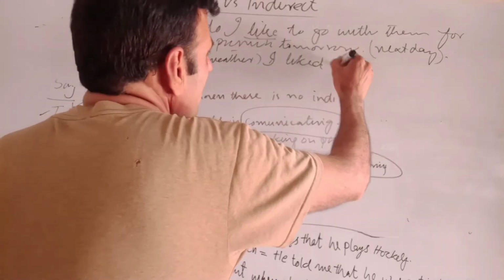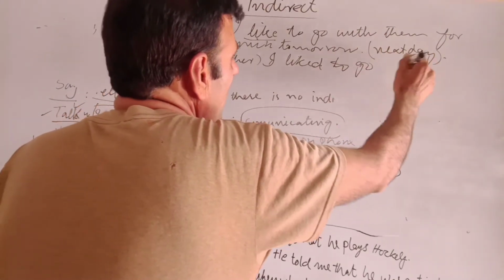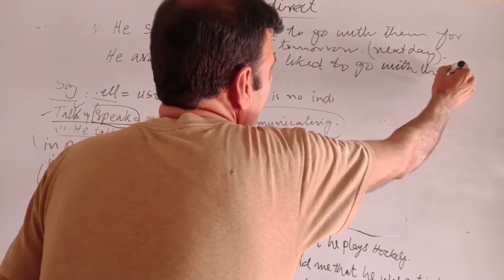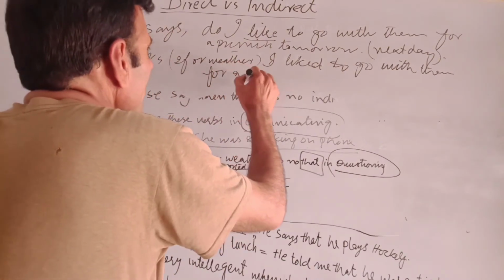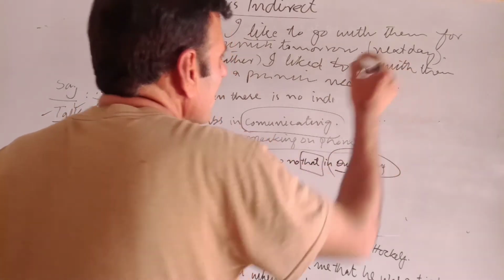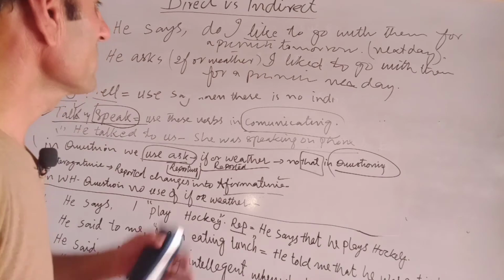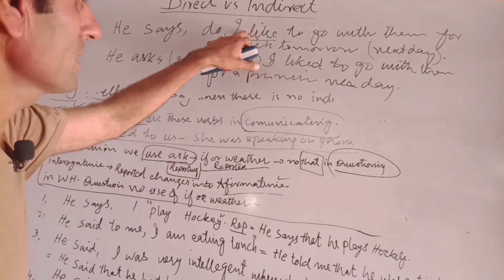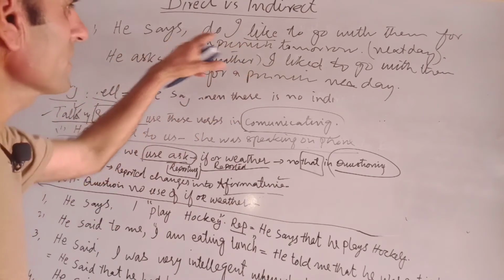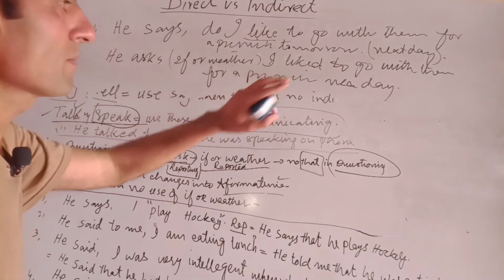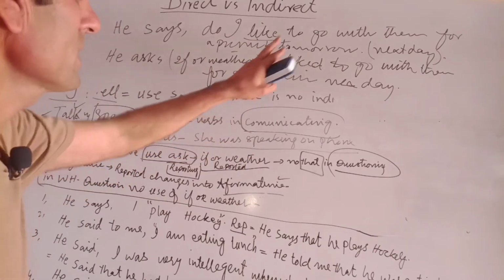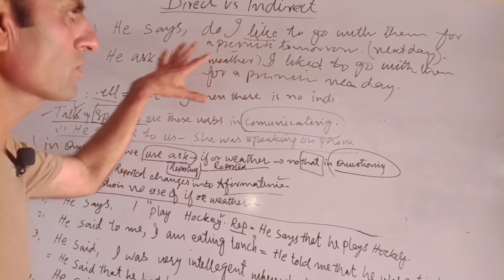It is the rule. We go one step back in tenses. Whether I liked to go with them for a picnic next day. Tomorrow got changed into next day, and the interrogative sentence became just an affirmative sentence, a simple sentence. Remember, we always change the interrogative sentence into an affirmative sentence, but this is a simple case. If there is a WH question, then we cannot change it like this, and then we don't put if or whether, we just put that there.